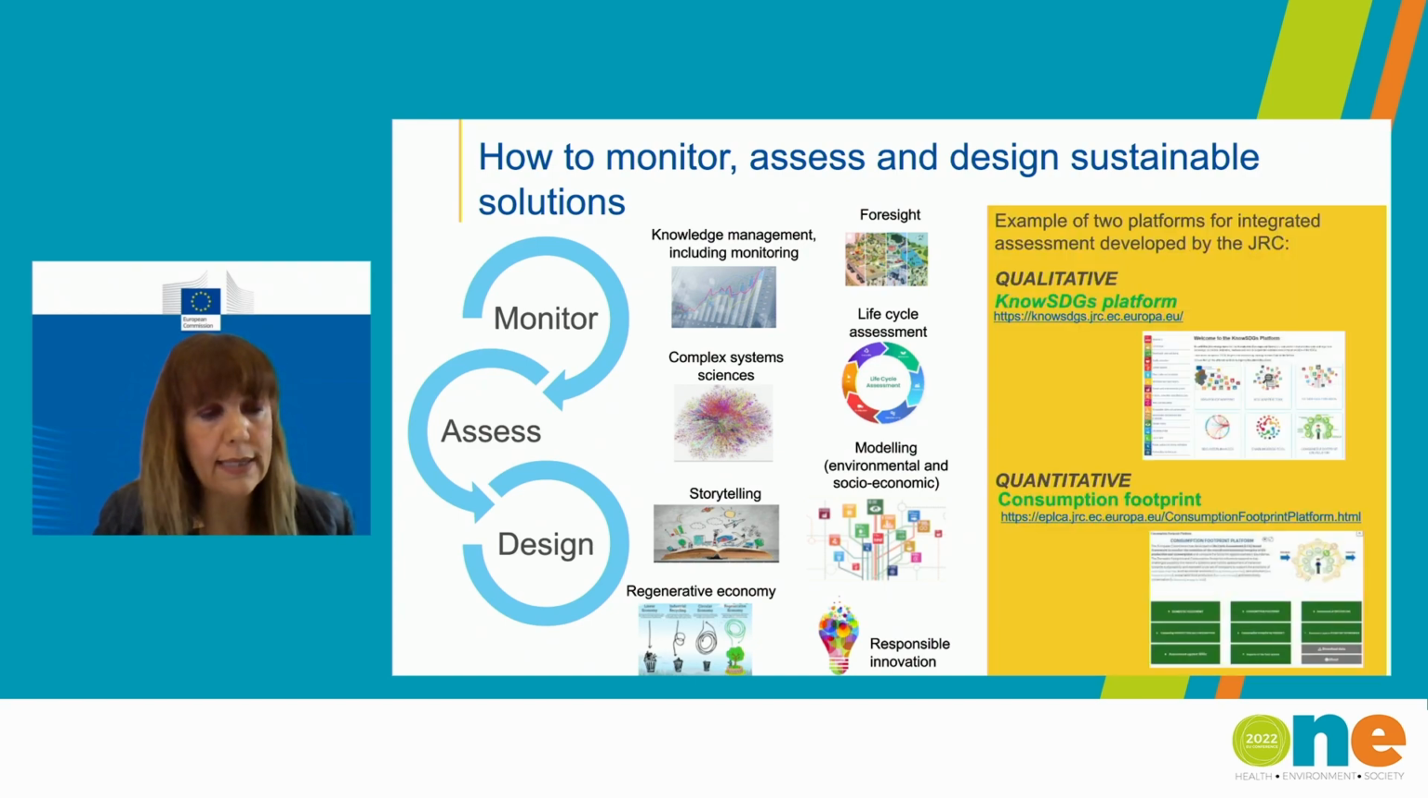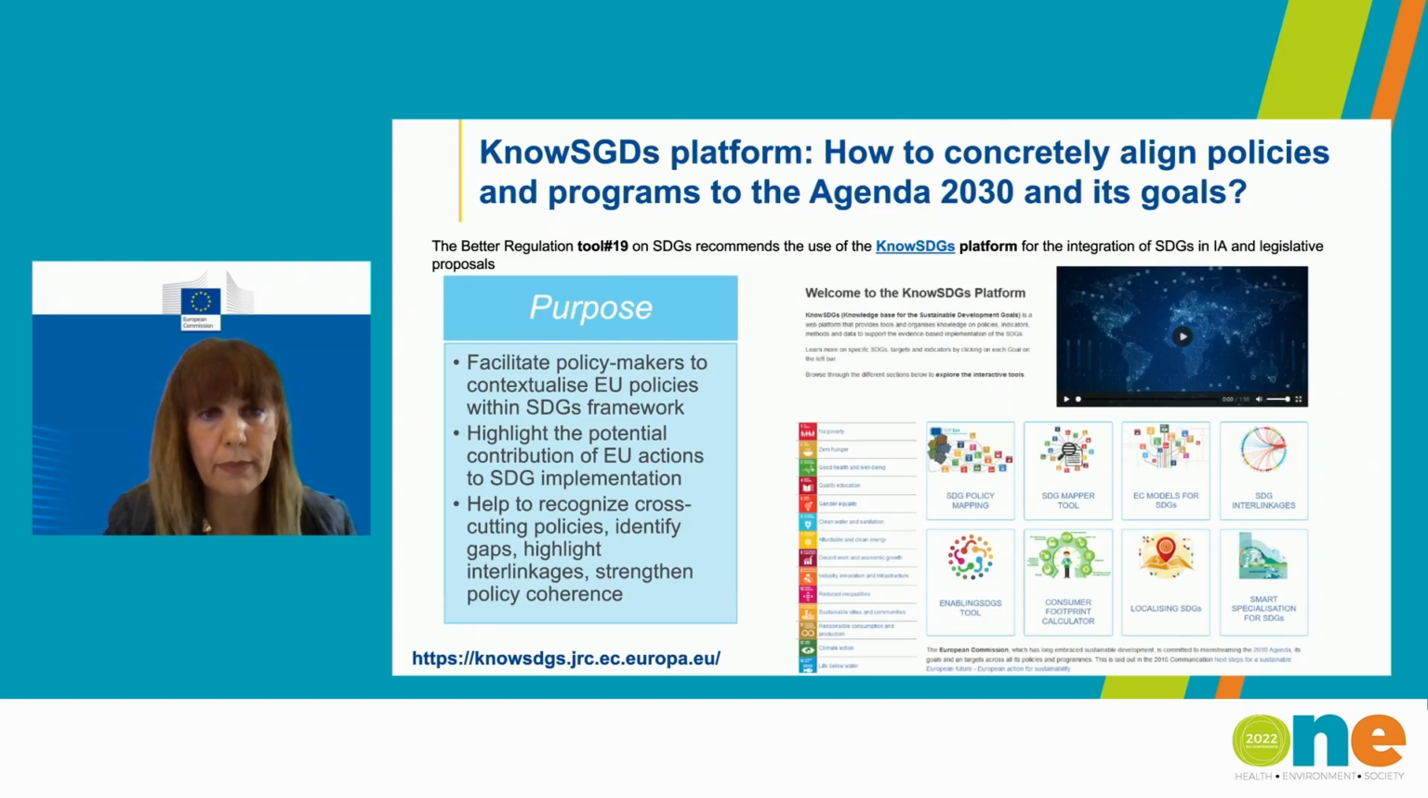And the JRC has some examples of this type of approaches. One is a qualitative approach via the No SDG platform, which is a platform designed to assess the possible link between policy intervention and sustainable development goals, the interlinkages between the sustainable development goals and the synergies and trade-offs, and then a quantitative platform, which is the consumption footprint, which is a platform based on life cycle assessment.